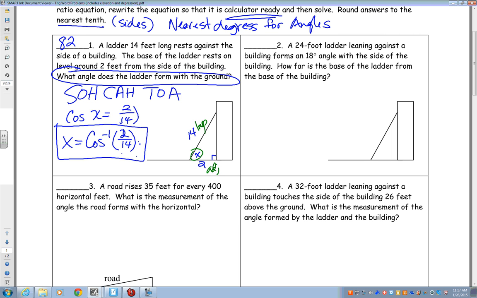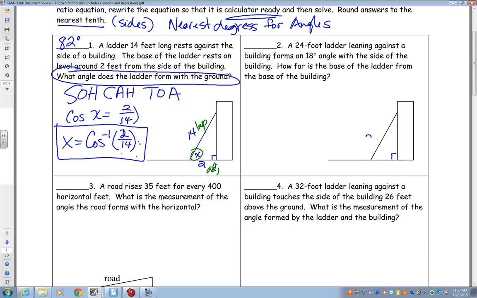And I could put the degree symbol. All right, so let's look at number 2. A 20-foot ladder leaning against the building forms an 18-degree angle with the side of the building. How far is the base of the ladder from the base of the building? So now we got to label this one a little different.